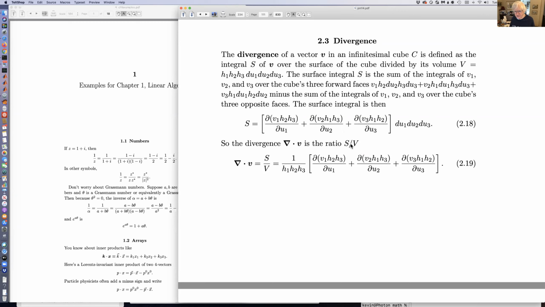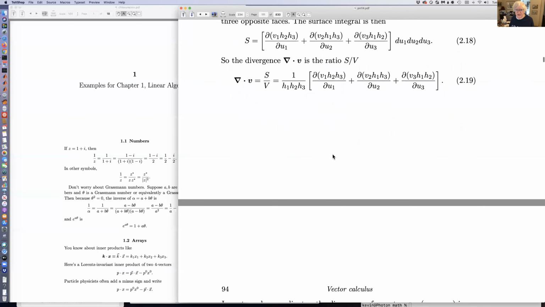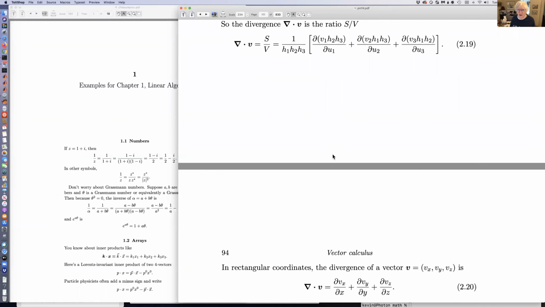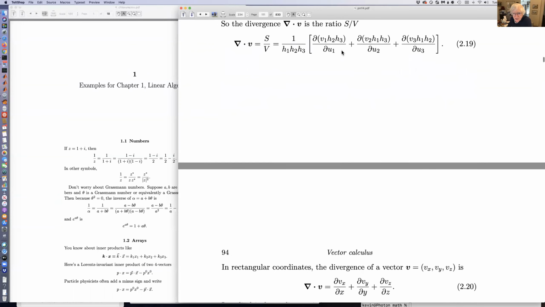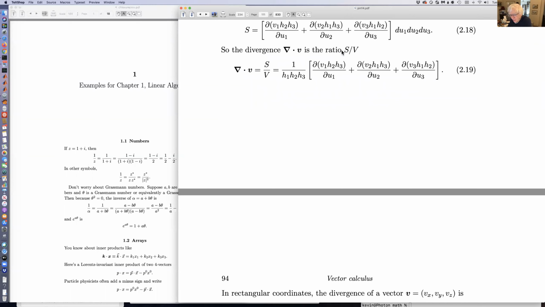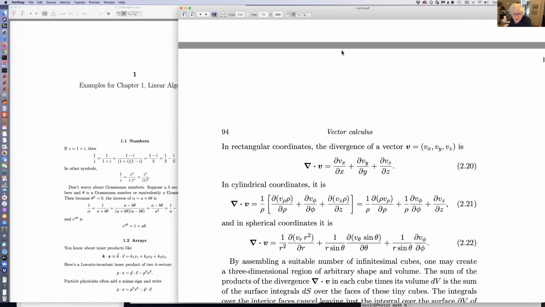The divergence then is the ratio of that to the volume of the cube. The volume of the cube is h1, h2, h3 times du1, du2, du3. So this cancels and you get this factor in the denominator, this factor in the numerator. So that's basically our divergence formula. This is a little more complicated than what one normally sees, but it's the general formula for orthonormal vectors in 3-dimensional space.